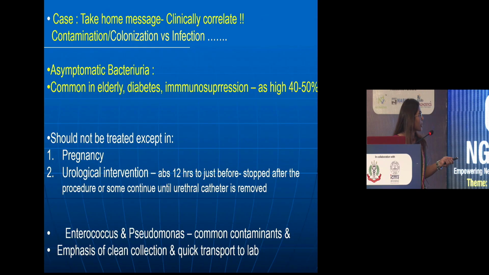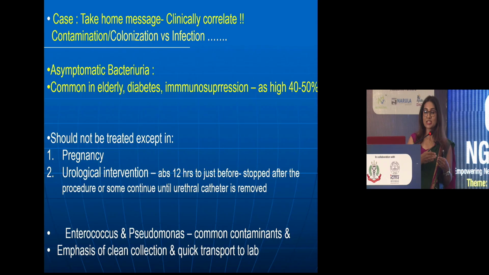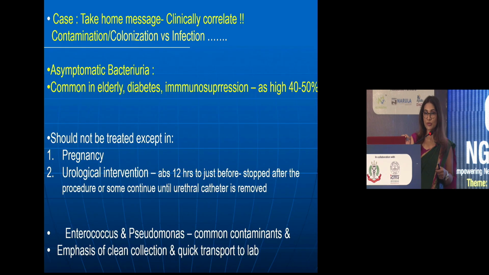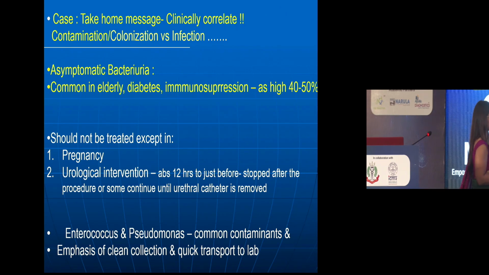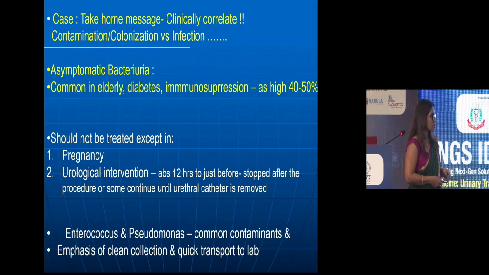So, we have heard this prior that asymptomatic bacteriuria is very common in elderly patients, in patients with diabetes, as well as those who have immunosuppression. In those patients, in fact 50 to 60% of the time there may be a positive urine culture and no symptoms, and this is not to be treated unless the patient is pregnant, or is undergoing some urological intervention. That's when the antibiotics have to be started, just 12 hours prior to the procedure, and can be stopped after the procedure.